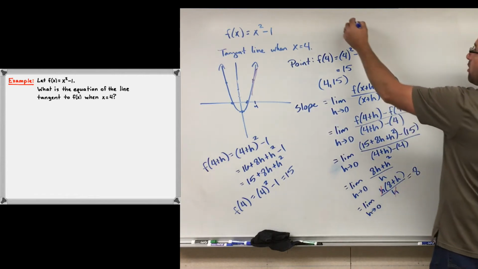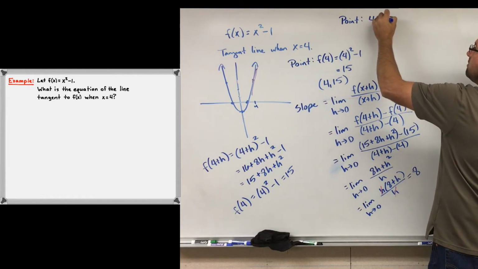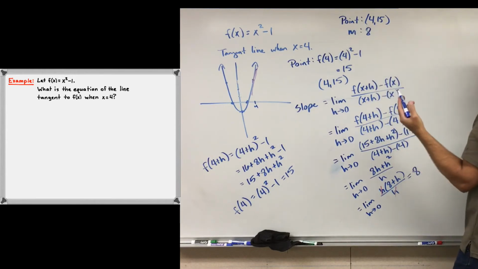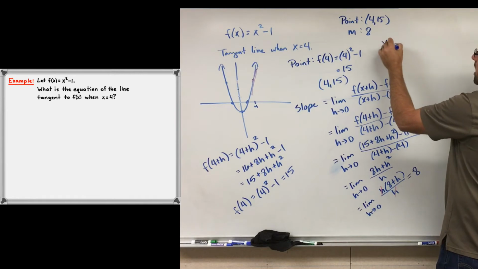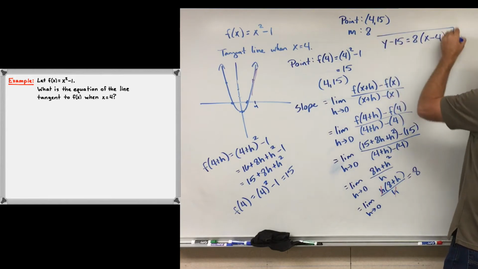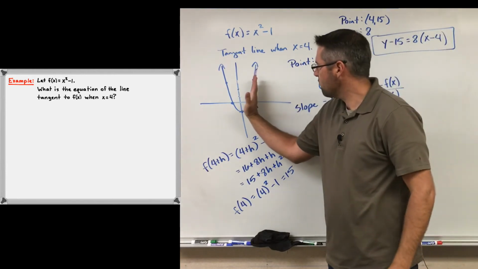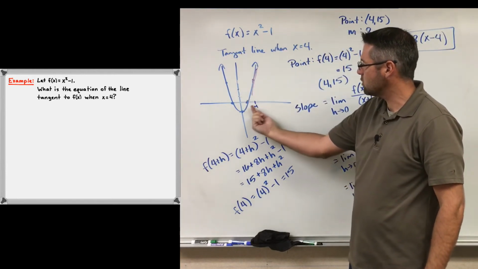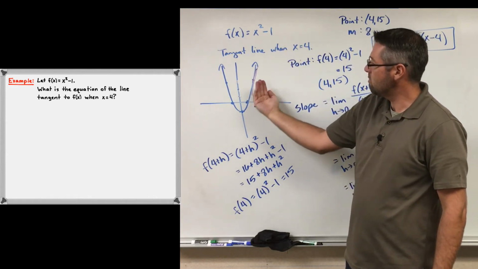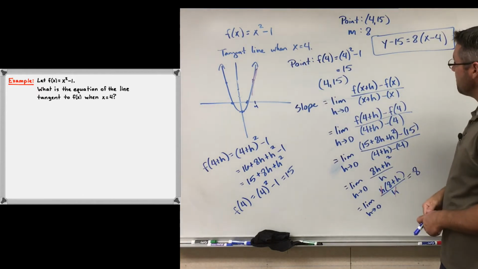So let me go ahead and summarize that for you. The point of tangency was (4, 15). The slope of the tangent line was 8. So now let's go ahead and create the equation of the tangent line. It would be y minus 15 equals 8 times (x minus 4). That is the equation of our tangent line. And it kind of makes sense because as we move further and further out here, closer to the actual value of x equals 4, we would see that that tangent line is getting steeper and steeper because the parabola is getting steeper and steeper. And so we would expect a pretty steep line with a slope of 8 there.